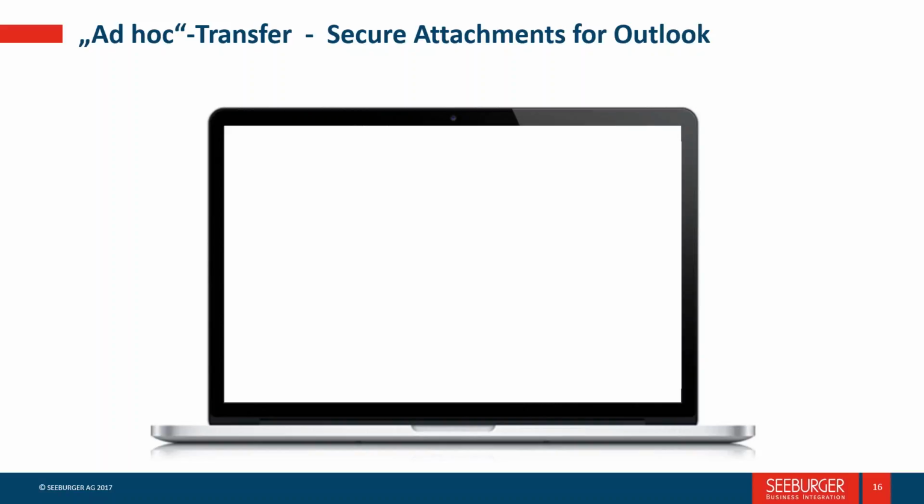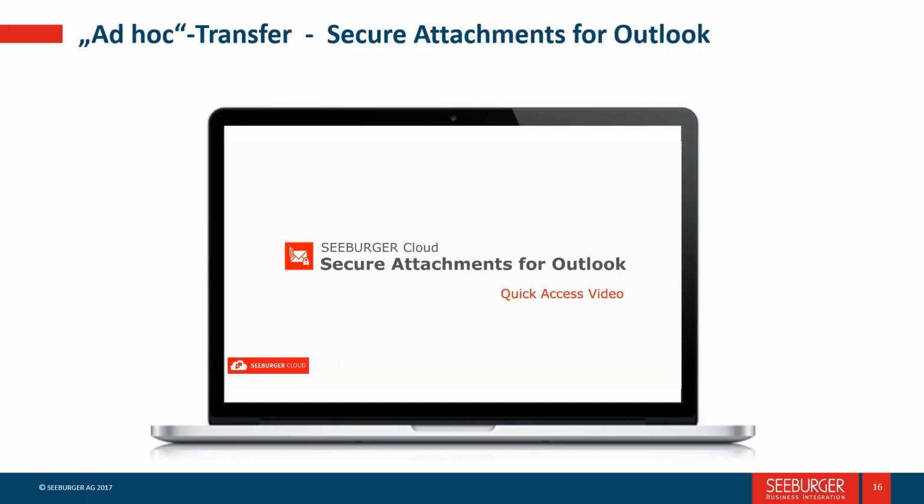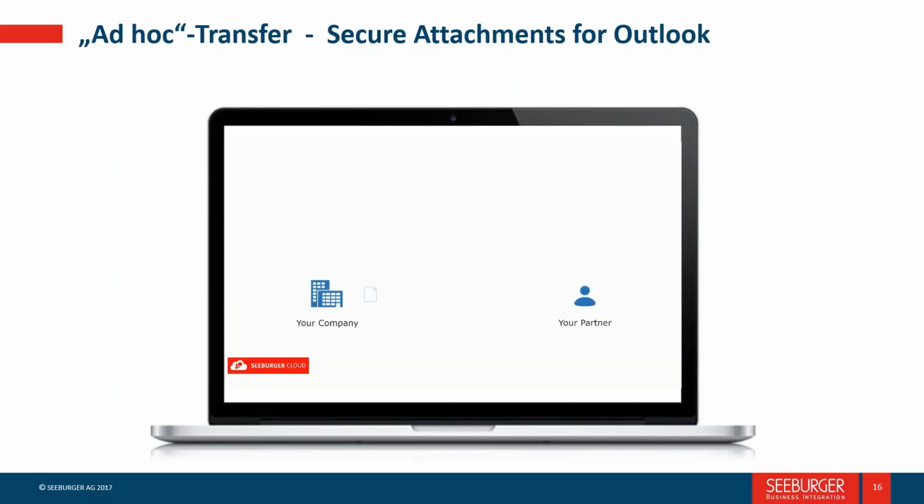Now, for two of the scenarios, the secure attachment for Outlook and the secure data room, we have prepared so-called access videos that show a little bit the flow or the way that the data is transmitted. And I would just say a few words while this video is running. So the secure attachment for Outlook is a scenario where you can send mails and deliver your partner these files.